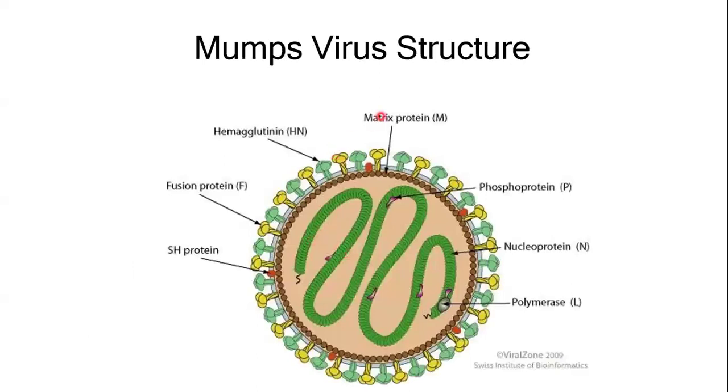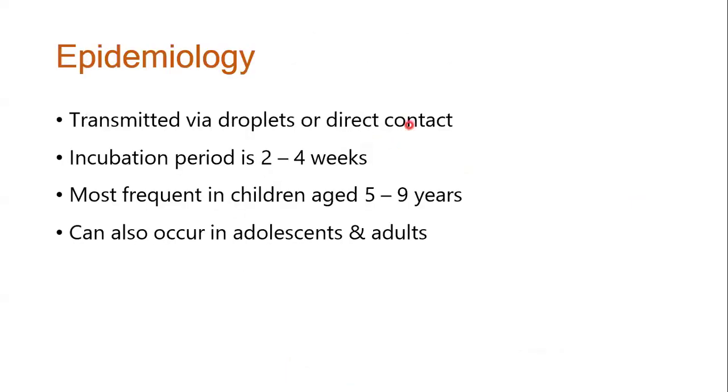Then here's the mumps virus. Remember the hemagglutinin, so HN. We have the fusion protein and then the SH protein on the surface. And then we have the phosphoprotein, nucleoprotein, and polymerase. As you can see, quite long. Looks like a snake. So this is the mumps virus structure.